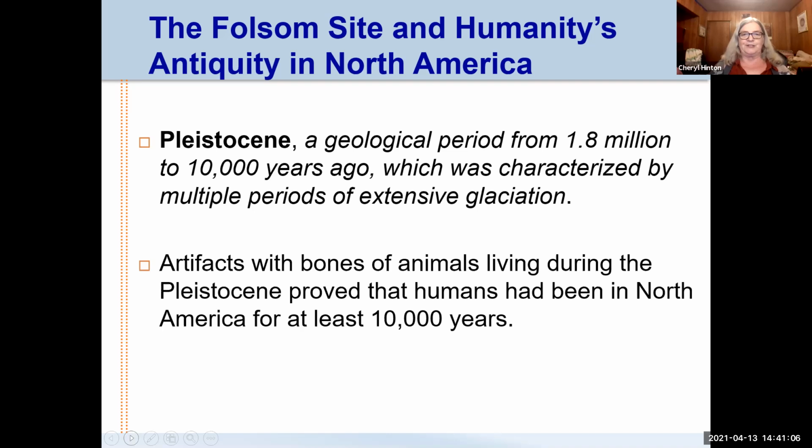But this has been a question for a really long time, and it's still loaded with all kinds of debate. So the artifacts that were with the bones of animals that were living during the Pleistocene helped prove initially that people had been in North America for at least 10,000 years. When the glaciation melted at the end of the Pleistocene, those animals from the Pleistocene are seen in the Americas in connection with artifacts. We can argue all day about when exactly it happened, but bottom line, at least 10,000 years ago.